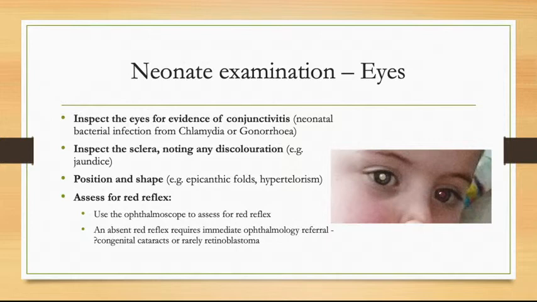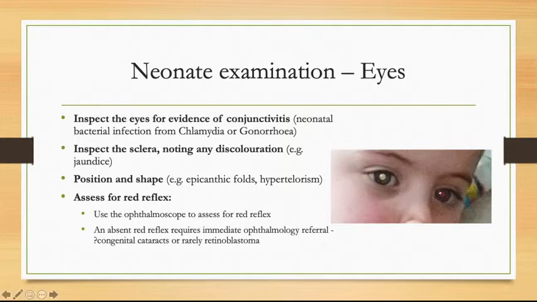You can check if there's any evidence of jaundice in the sclera, and again, this is part of looking for dysmorphic features, but you're looking at things like epicanthic folds and also hypertelorism, which is basically a widened distance between the two eyes.